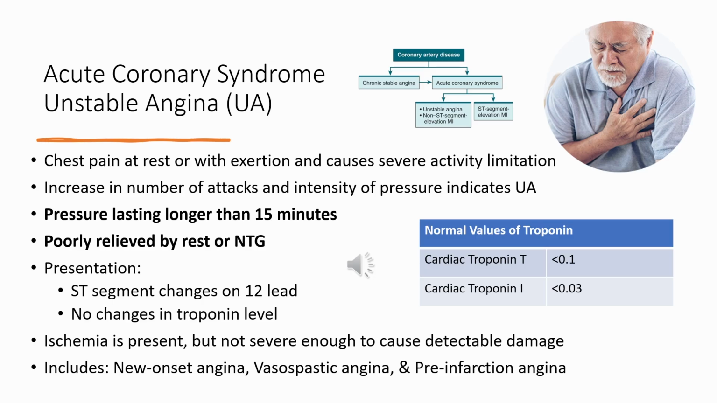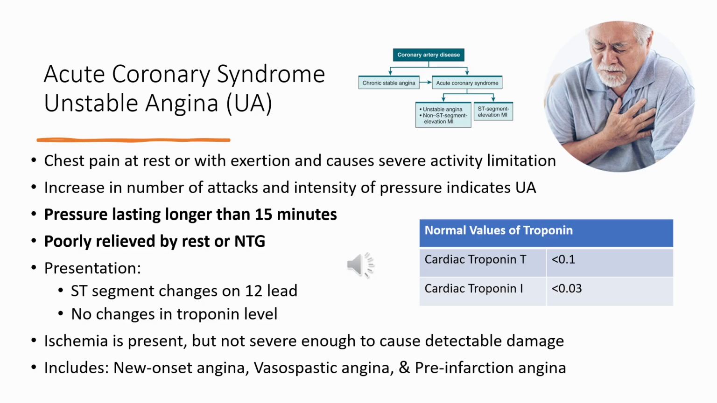So unlike stable angina, where the chest pain occurs predictably with exertion, unstable angina can occur at rest or with minimal exertion, and it causes significant activity limitation. So patients will usually report an increase in the frequency, duration, and intensity of the chest pain episode, with discomfort lasting longer than 15 minutes, and it being poorly relieved by rest or nitroglycerin. So again, those are your differences between unstable angina and chronic stable angina.